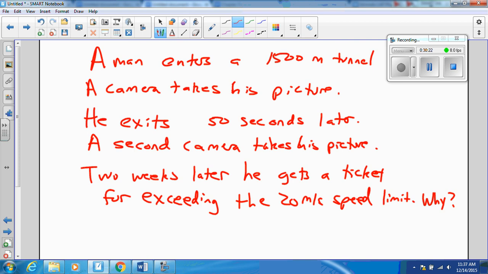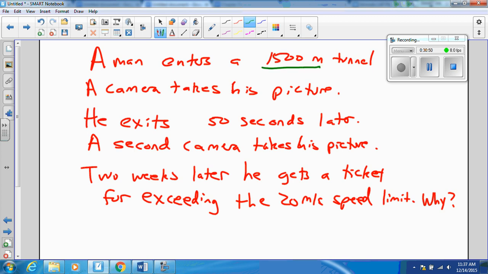Okay. So here is our setup. A man enters a 1,500-meter tunnel. A camera takes his picture. He exits 50 seconds later. A second camera takes his picture. Two weeks later, he gets a ticket for exceeding the 20 meter per second speed limit, which is about 45 miles per hour. Why? The man might try to argue, you never caught me going greater than 20 meters per second. But the judge will say, yes, we did.